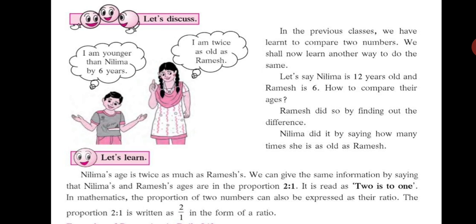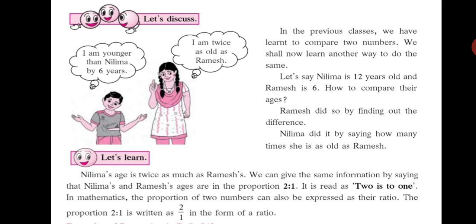Let's discuss. The boy in the picture says, "I'm younger than Nilima by 6 years." And what does Nilima have to say? "I'm twice as old as Ramesh." In the previous classes, we have learned to compare two numbers. We shall now learn another way to do the same. Let's say Nilima is 12 years old and Ramesh is 6 years. How to compare their ages?